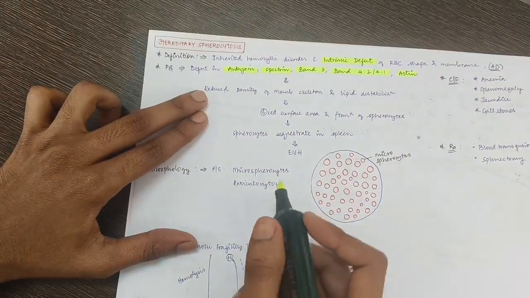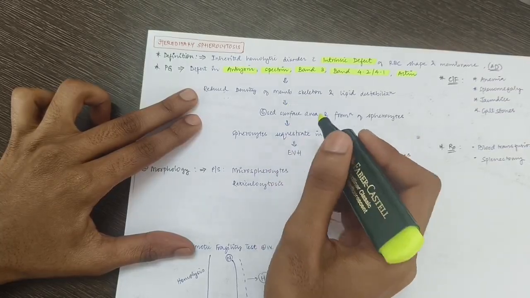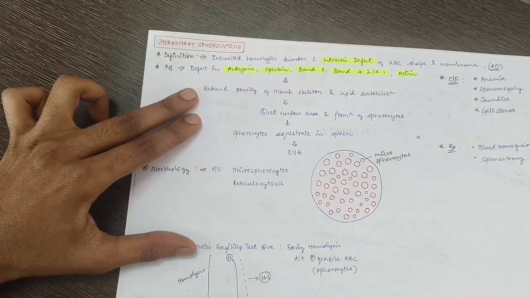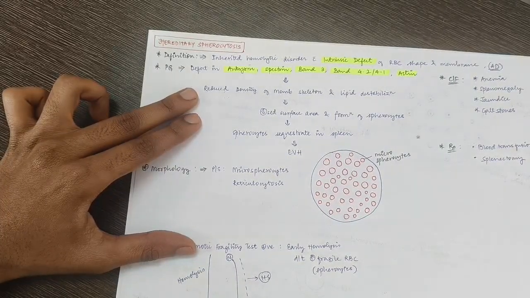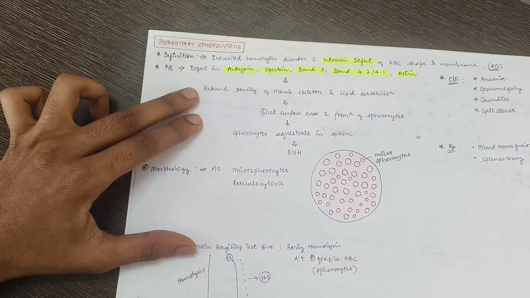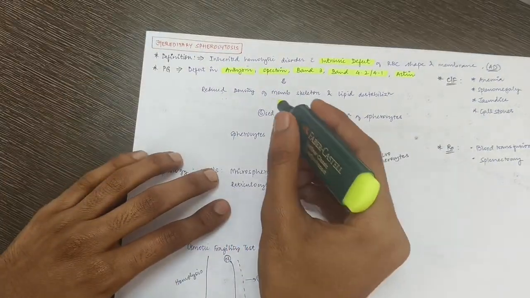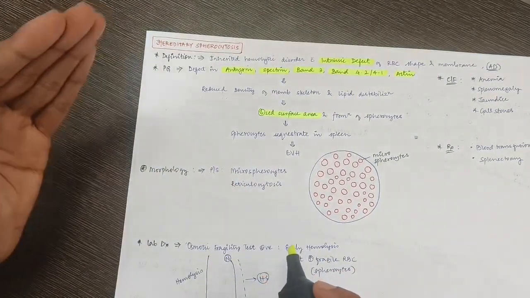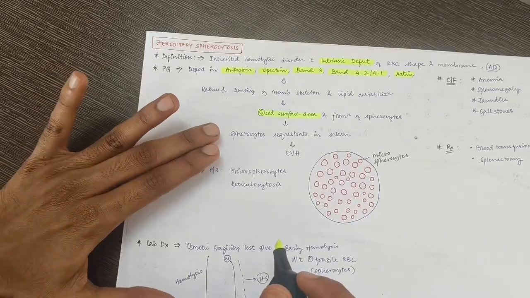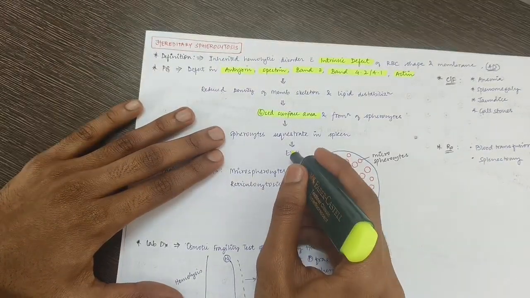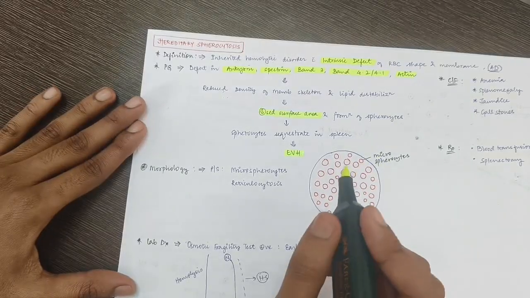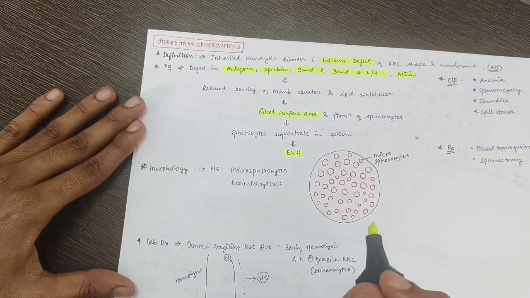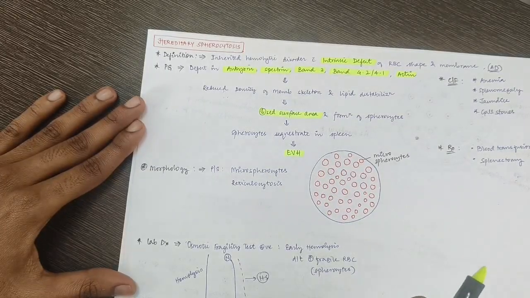So what happens if these are defective? There is a reduced density of membrane skeleton and lipid destabilization. The RBC's lipid membrane will be destabilized and the membrane skeleton which forms the membrane of that particular RBC is going to be weak, that is less dense. Because of this, what happens? There is a decreased surface area and formation of spherocytes. These spherocytes sequestrate in the spleen and cause extravascular hemolysis. If hemolysis occurs within the blood vessel, that is called intravascular hemolysis. If it occurs in the spleen, it's called extravascular hemolysis.